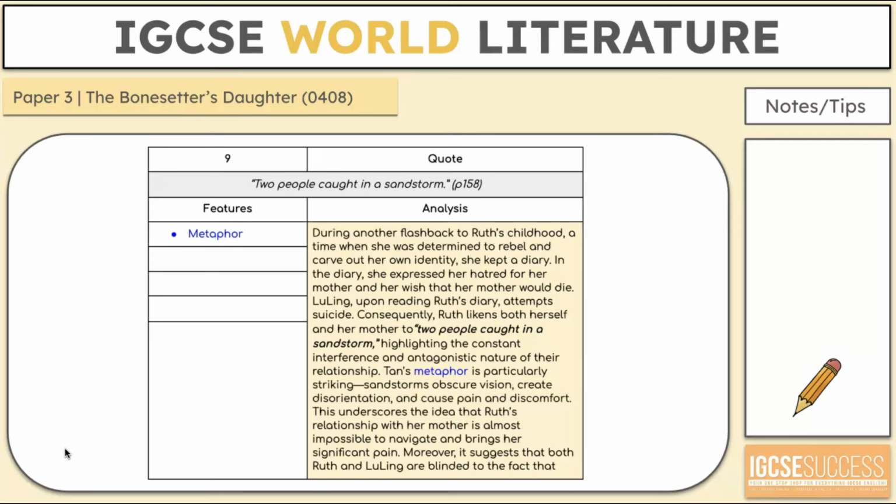Consequently, Ruth likens both herself and her mother to 2 people caught in a sandstorm, highlighting the constant interference and antagonistic nature of their relationship. Tan's metaphor is particularly striking. Sandstorms obscure vision, create disorientation and cause pain and discomfort. This underscores the idea that Ruth's relationship with her mother is almost impossible to navigate and brings her significant pain. Moreover, it suggests that both Ruth and LuLing are blinded to the fact that both are responsible for creating such an unhealthy family dynamic.